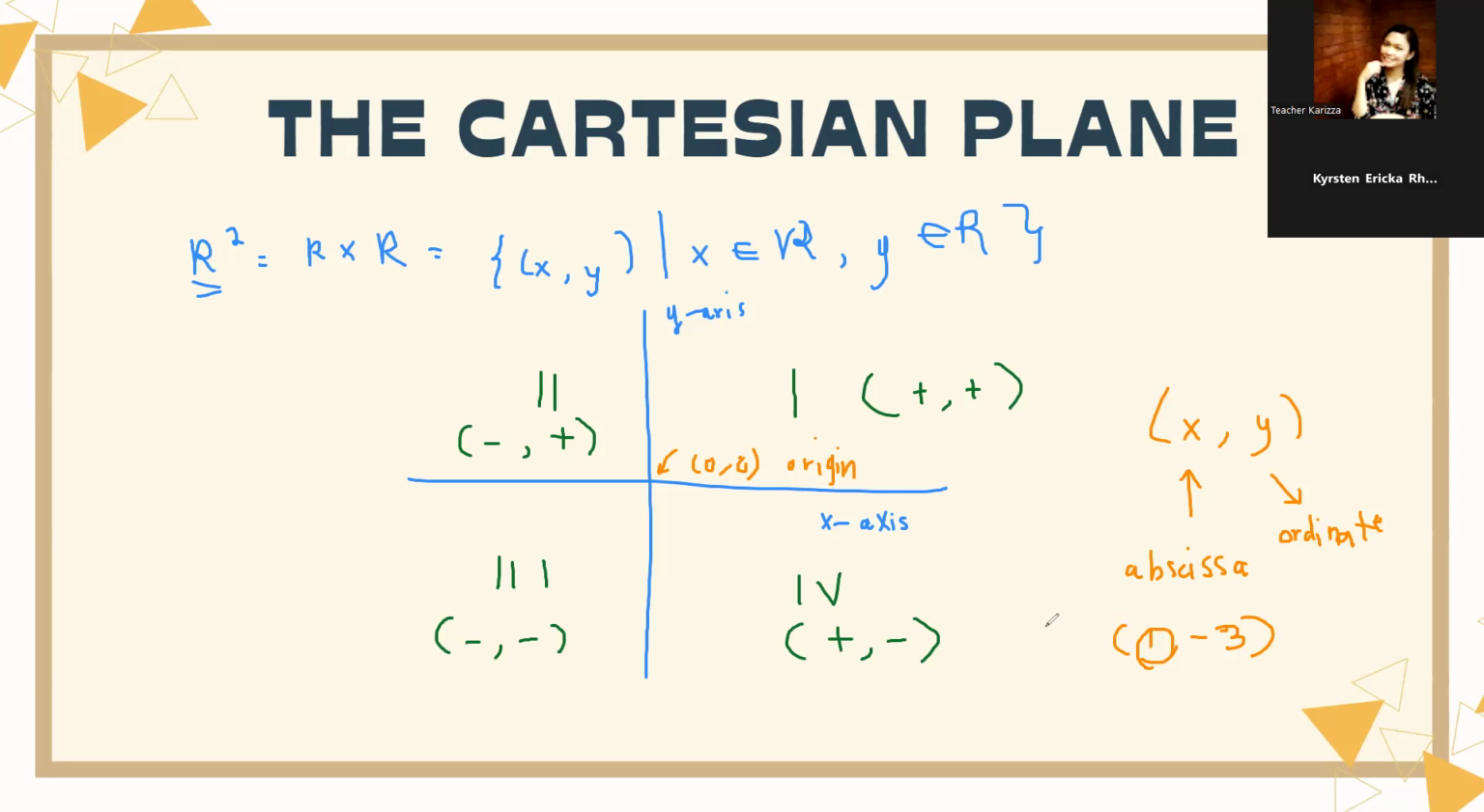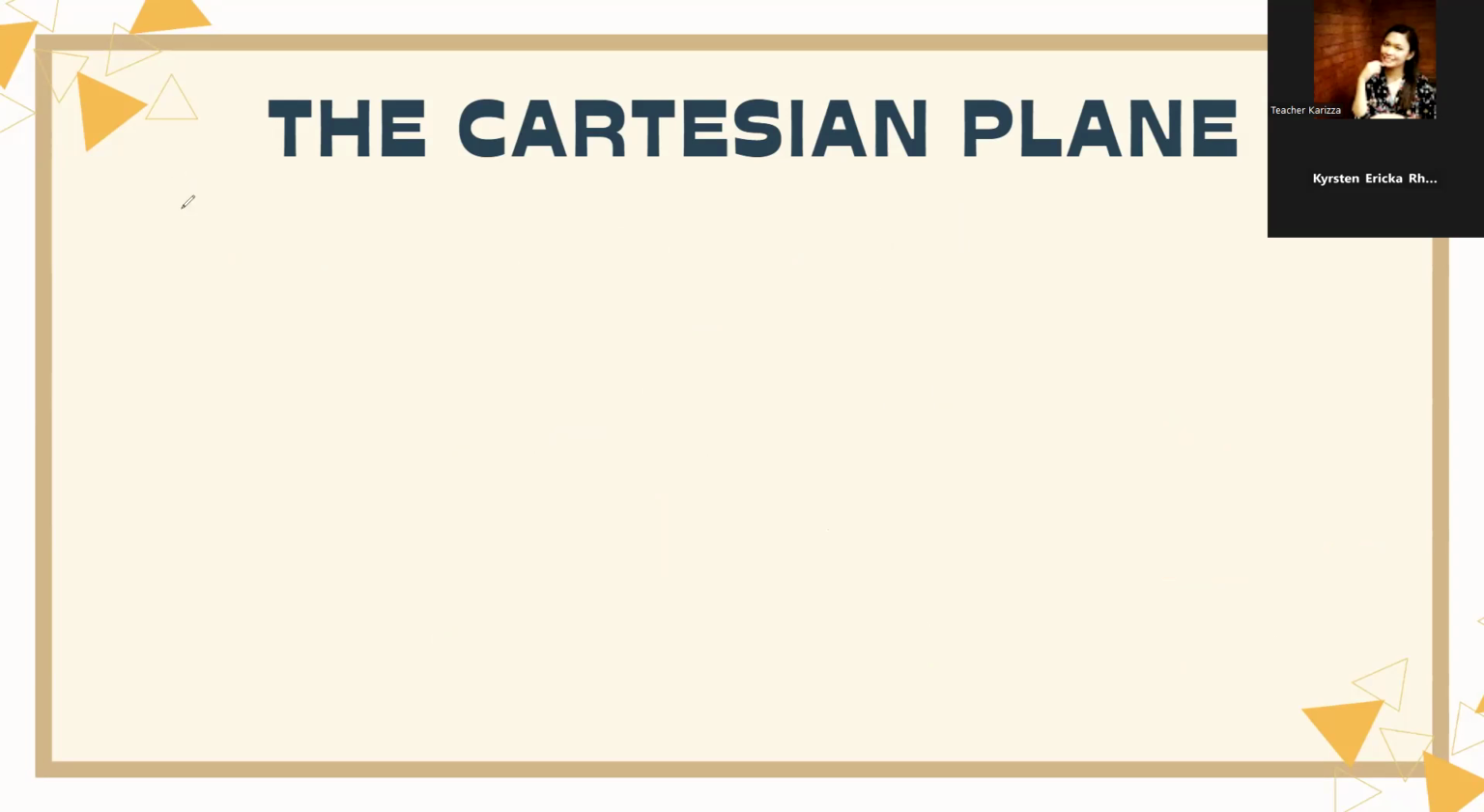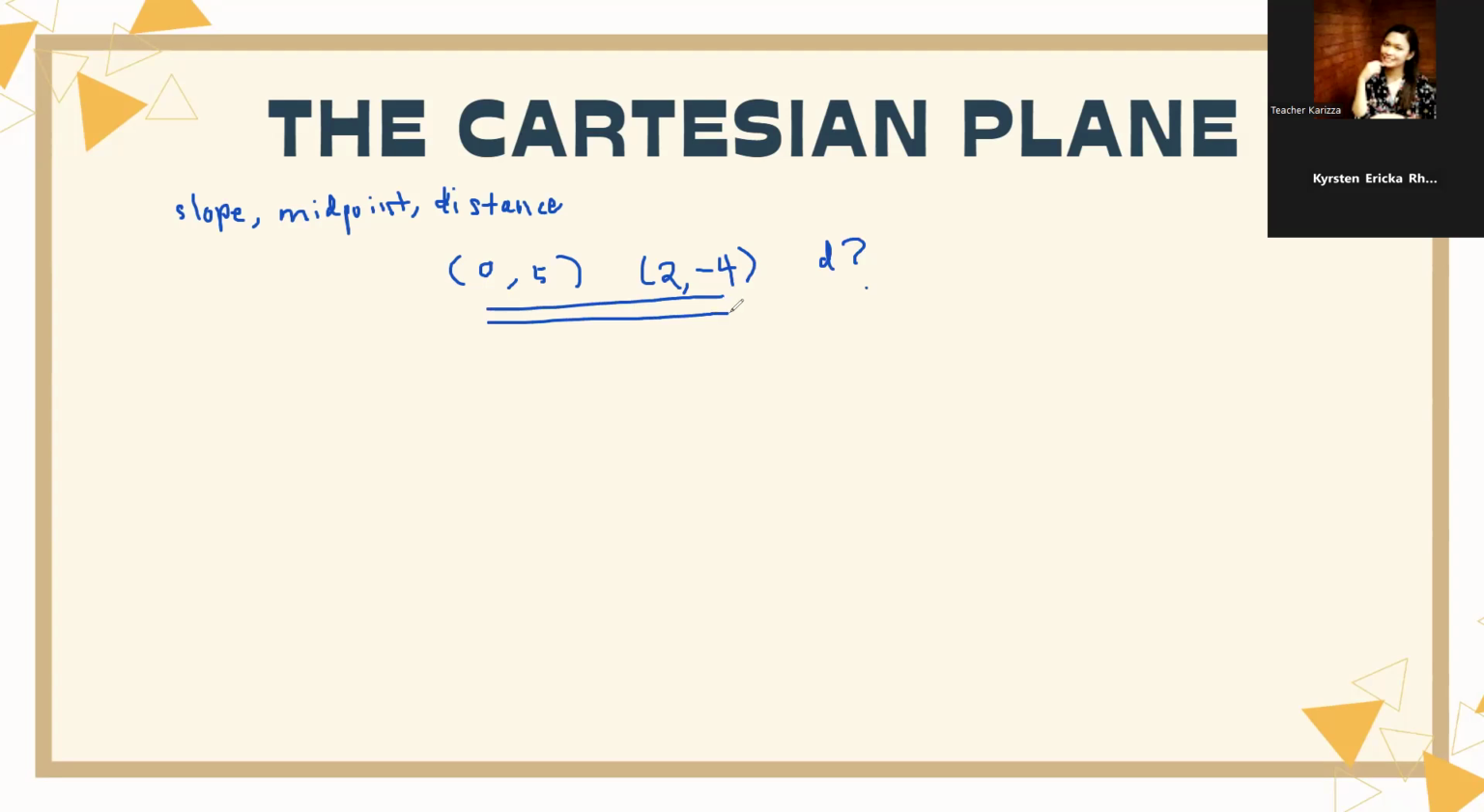Okay. So next set of terms that we need to recap, we have the slope, right, which is y over x. We have midpoint. And then we have the distance formula. So for distance formula, if you are given two coordinates, let's say we have 0, 5 and 2, negative 4, what is the distance between the two? So if we are given two coordinates, we can solve for this as well using the distance formula. So let's start with slope first.